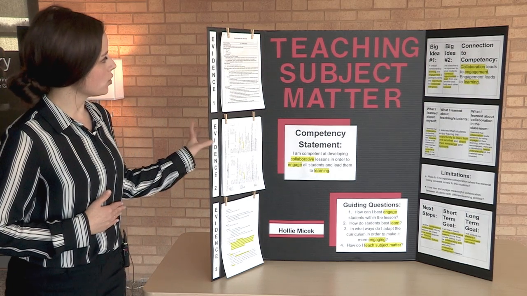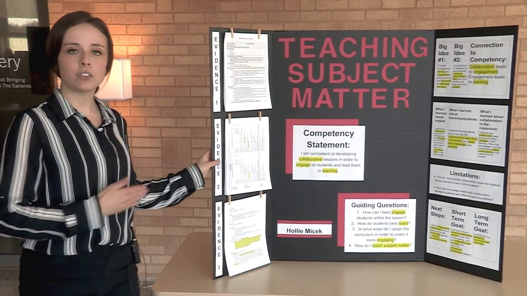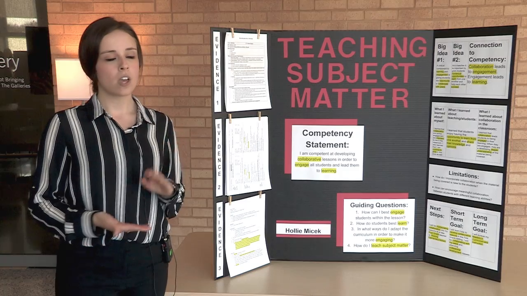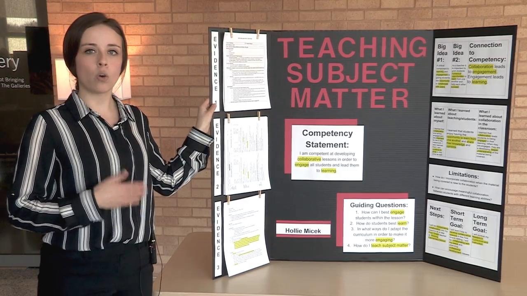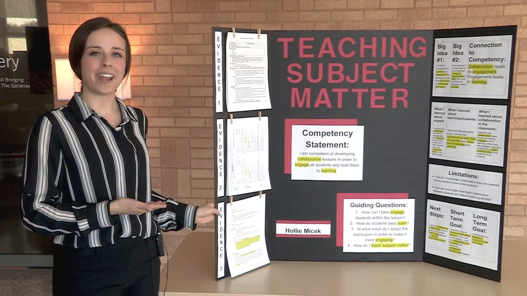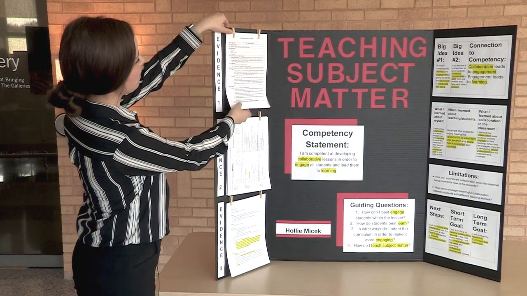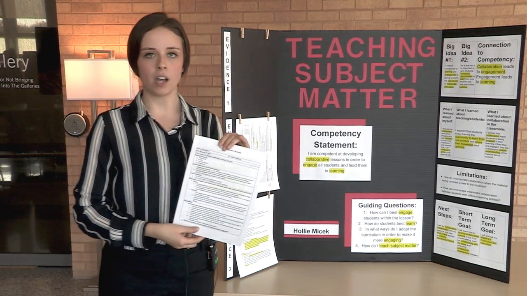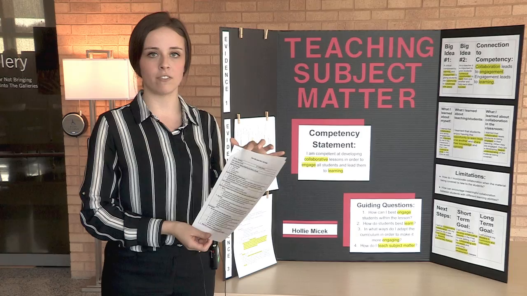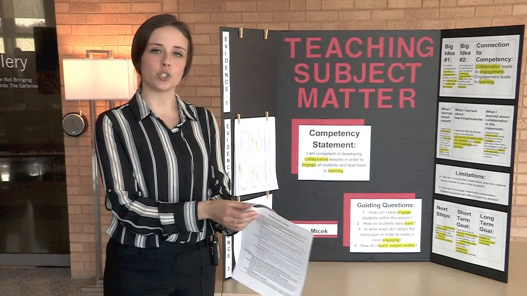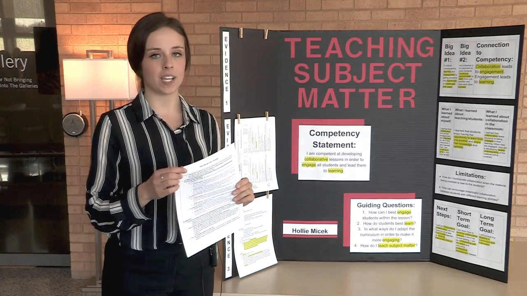So this brings me to my evidence. I have 3 pieces of evidence, and I'm going to show it to you in the form of growth. So I'm going to have an example of where I'm not quite as competent, my big aha moment, and then finally where I am competent. So to begin with, I have a lesson plan from my math block, which I took the fall of my junior year.